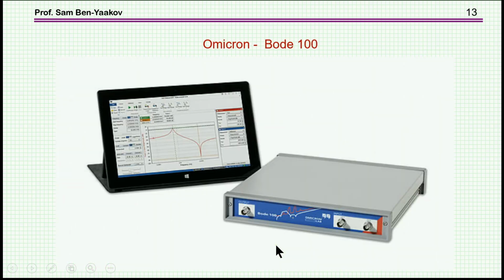Now, I'm giving an example with a specific instrument. This is the Omicron Bode 100. It has a bandwidth of about 50 megahertz. Here is the basic instrument. This is the excitation output. These are the 2 A and B sense inputs. And this is a PC-based instrument, so that here we see on the screen the results, say, of an analysis that was done with this instrument. So it is connected by USB.